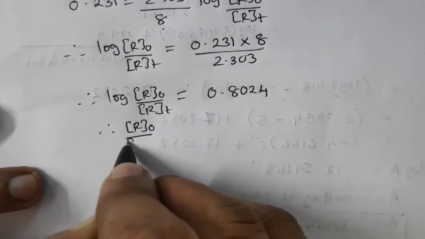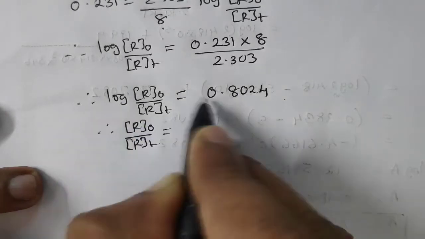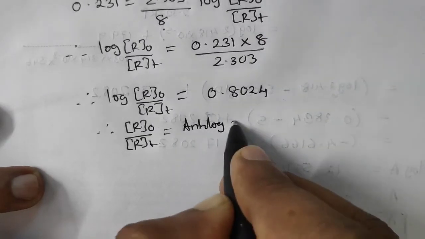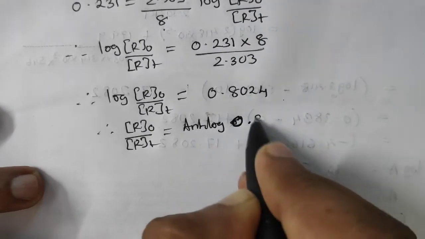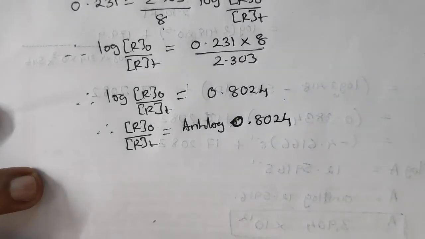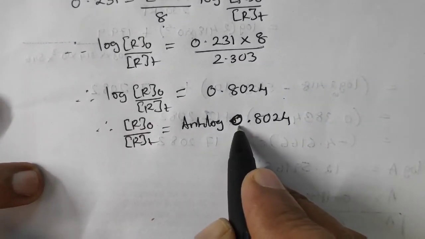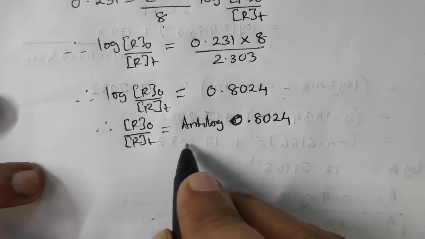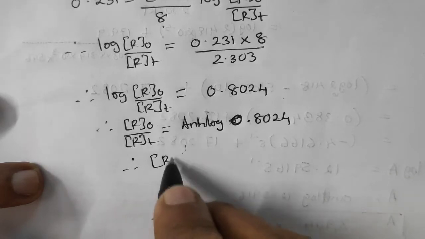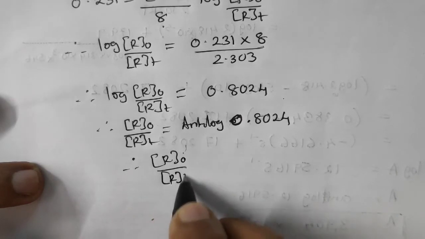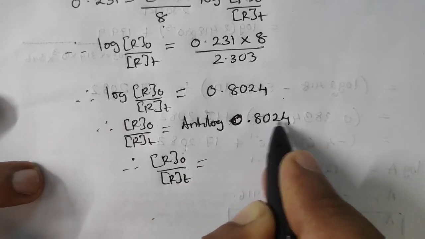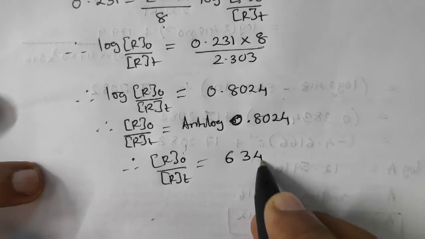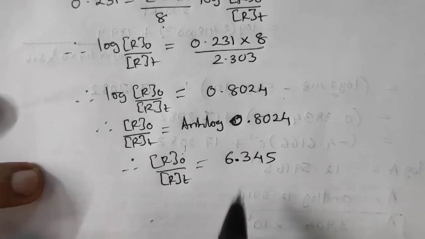Further, as it is a positive value, we shift the log to the other side, and it will be the anti-log of 0.8024. Here before the decimal it is 0 only, so there is no need to take the power, because 10 raised to 0 is 1. So directly you can find the anti-log, that is R0 by RT, anti-log of 0.8024 with mean difference 4, so it will be equal to 6345. After one digit you can put the decimal, so we got this.